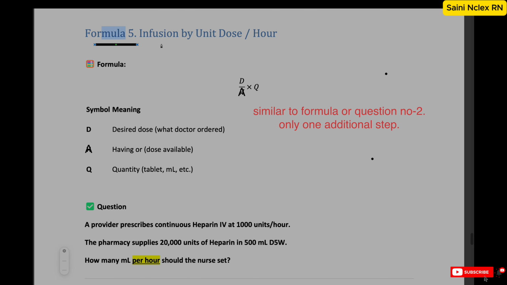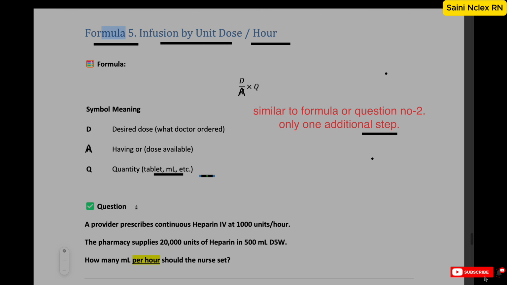Formula number 5, last but not least, infusion by unit dose per hour. This formula is pretty similar to formula number 2 that we already discussed, only you go one step ahead in this formula for double confirmation. Okay, the formula is D divided by A multiplied by Q. D stands for desired dose, whatever the doctor ordered for the patient. A stands for available dose. Q stands for quantity. It could be in tablet form, milliliter form, mics form, etc.